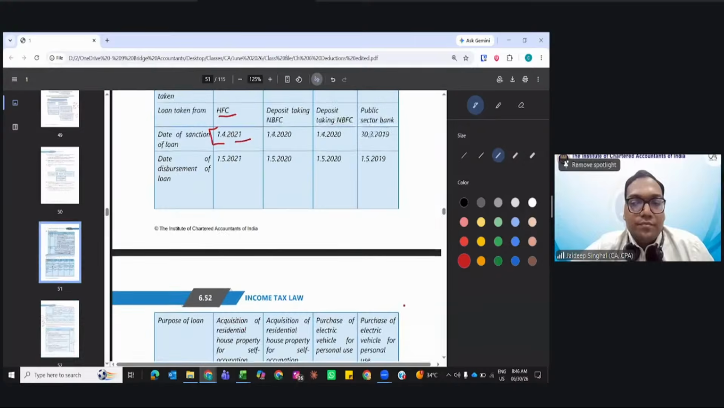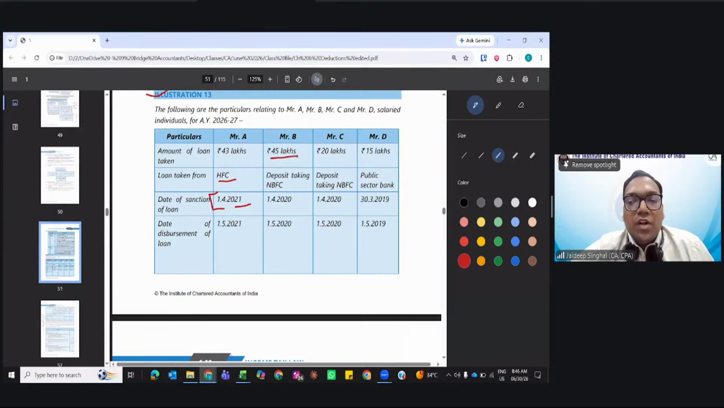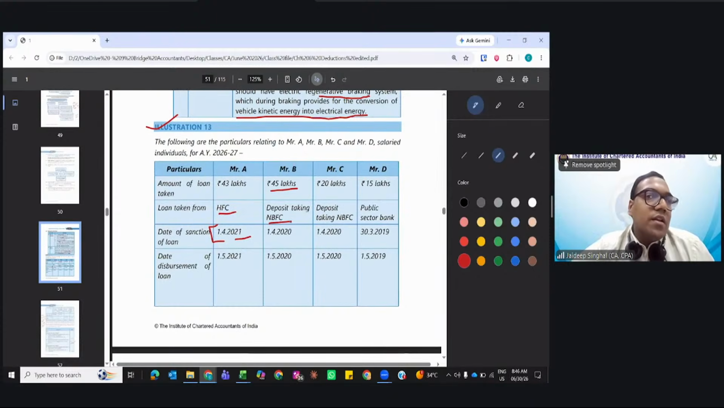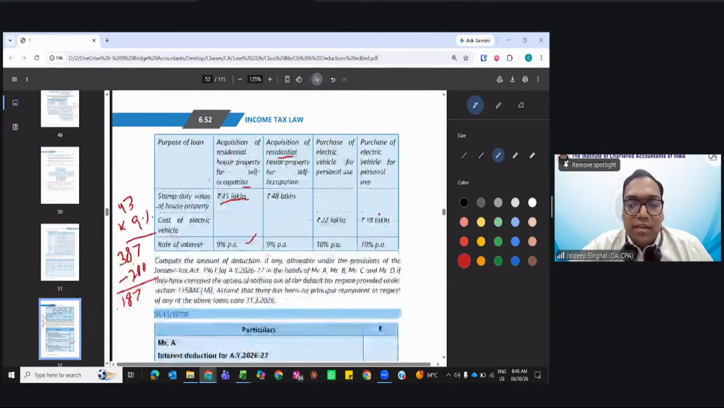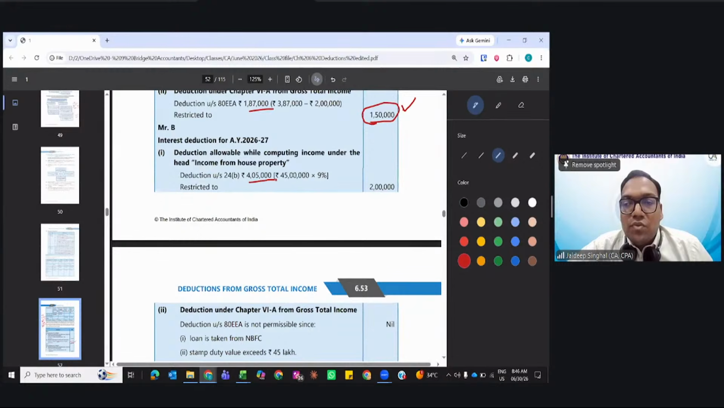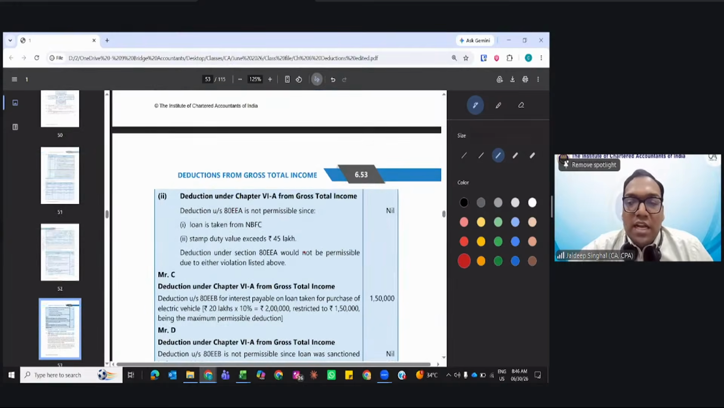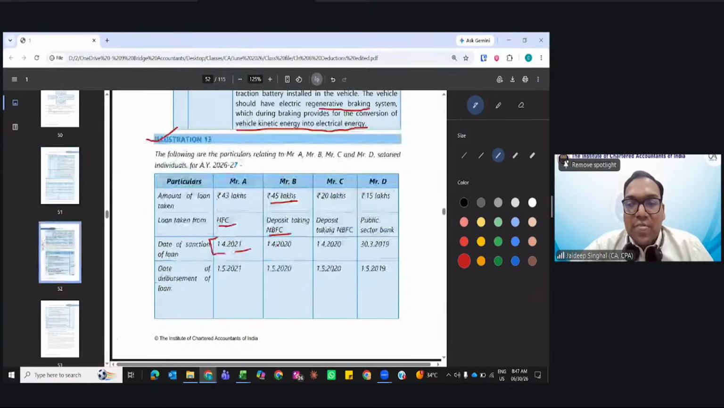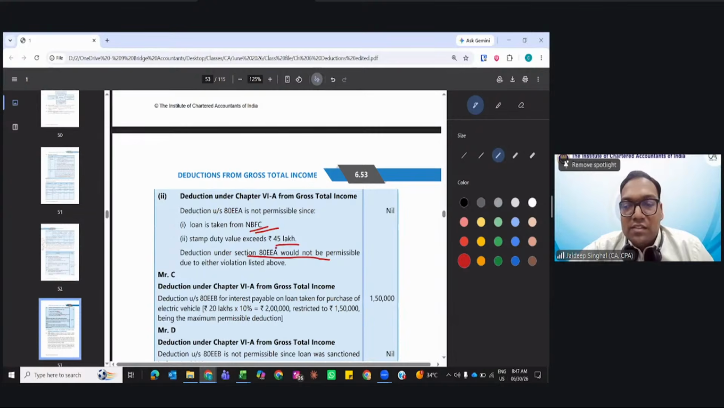Second, Mr. B has taken a loan of 45 lakhs. Loan is for residential house property. They have taken the loan from NBFC. Is an NBFC loan eligible for the 80EEA deduction? No, only a financial institution, including housing finance company. So the loan interest is 4,05,000, restricted to 2,00,000 under 24B, but 80EEA would not be permissible due to either violation. The loan is taken from NBFC. And in fact, the stamp duty value is 48 lakhs. It is more than 45 lakhs. 80EEA is not available.